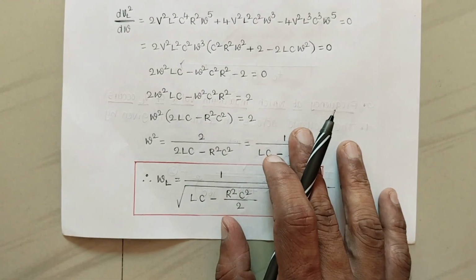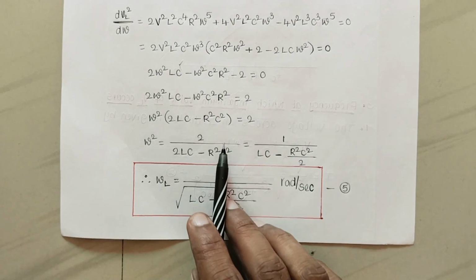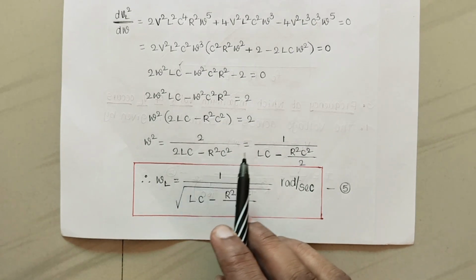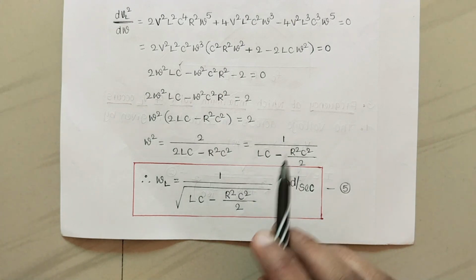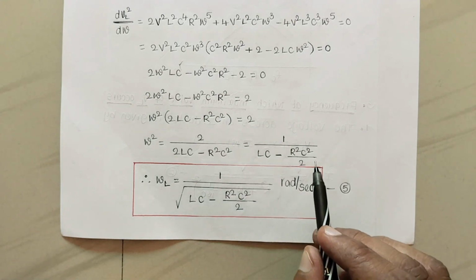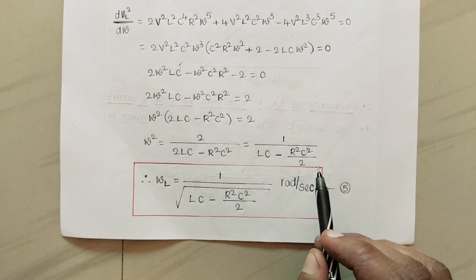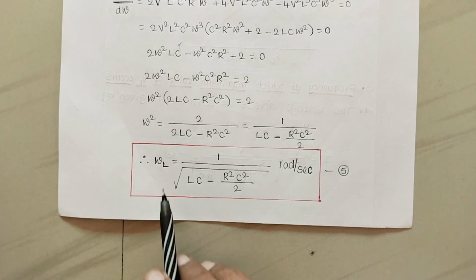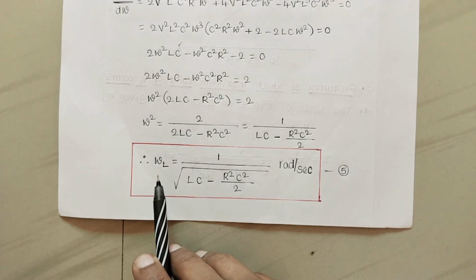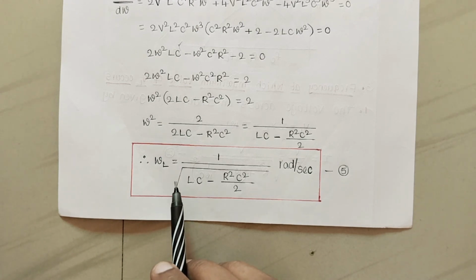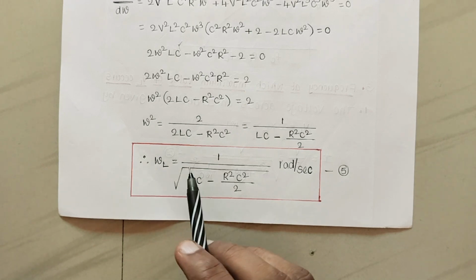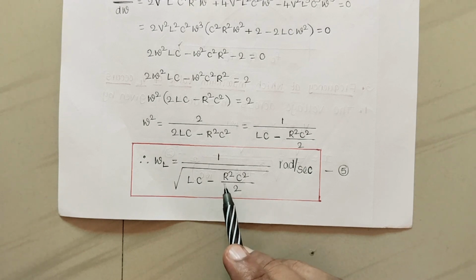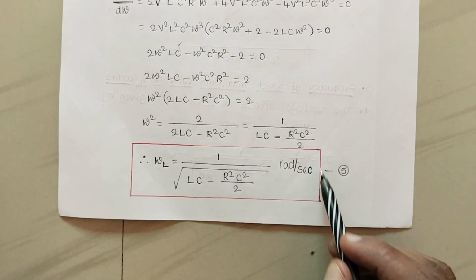So finally we get omega square equal to 2 by (2LC minus R square C square), which is equal to 1 upon (LC minus R square C square by 2). So if we extract omega, therefore finally omega L, that is the frequency in radians per second at which the voltage across the inductance is maximum, is 1 upon root of (LC minus R square C square by 2) radians per second.